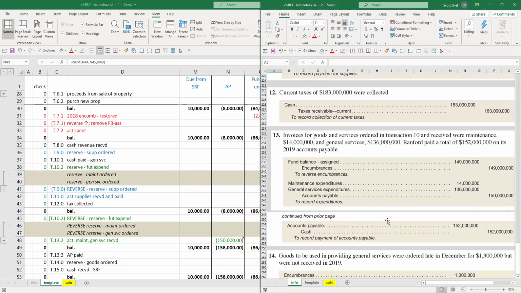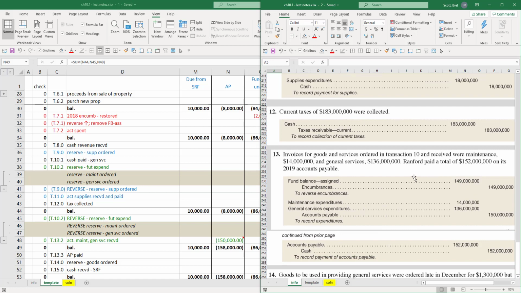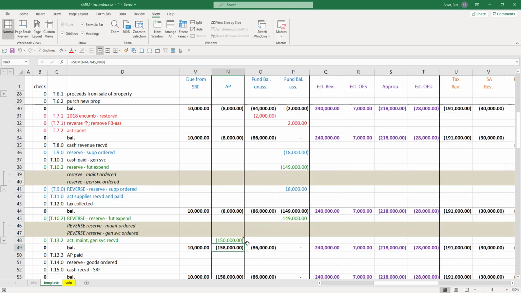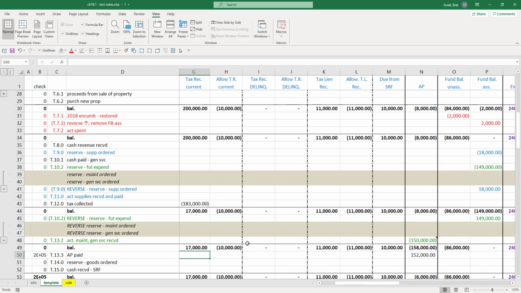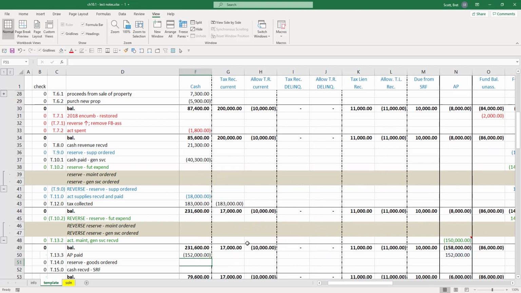Okay. Now they say as part of this journal entry that the county turned around and paid $152,000 on its accounts payable. So down below, part of the AP was paid, 152, and that's going to be paid in cash. So go over to the cash column. Why didn't we pay off the full balance? Who knows? But we just want to make sure that we put that as an example in this comprehensive illustration.